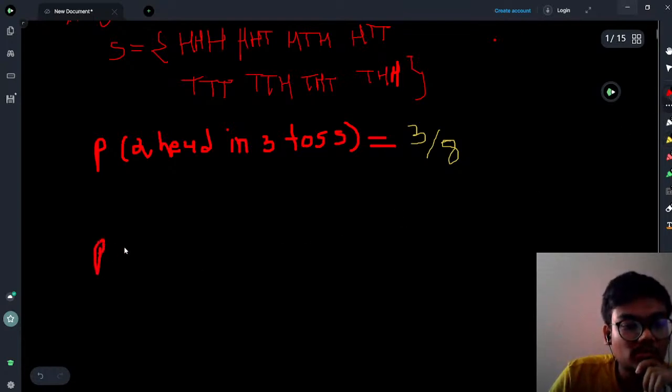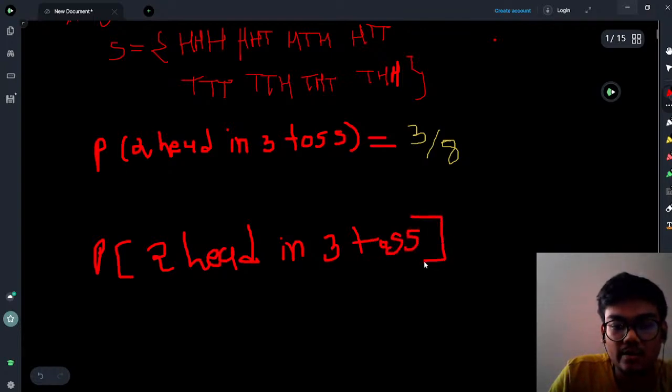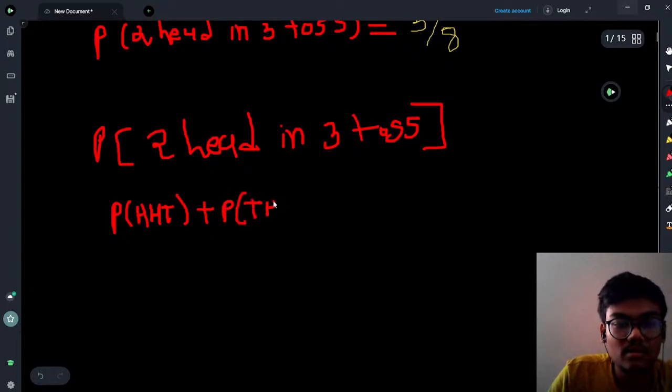So P, what is P? Two heads here means exactly two heads in three tosses. What does toss mean? Toss means we are tossing a coin. So what are we getting? We are getting P of H H T plus P of T H H and plus P of H T H.